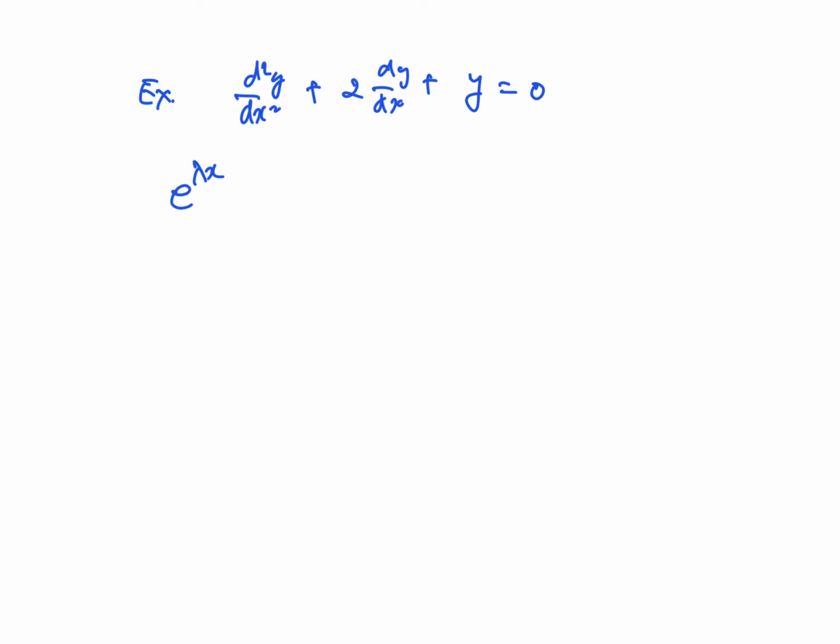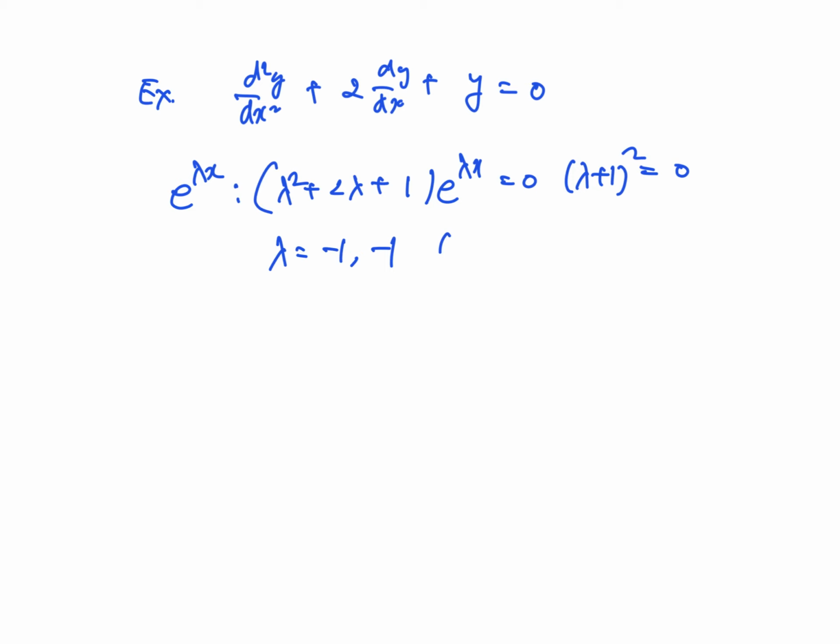Try exponential lambda x. Lambda square plus 2 lambda plus 1 times exponential lambda x is 0. So lambda plus 1 square is 0. So lambda is equal to minus 1, minus 1. We have a double root.